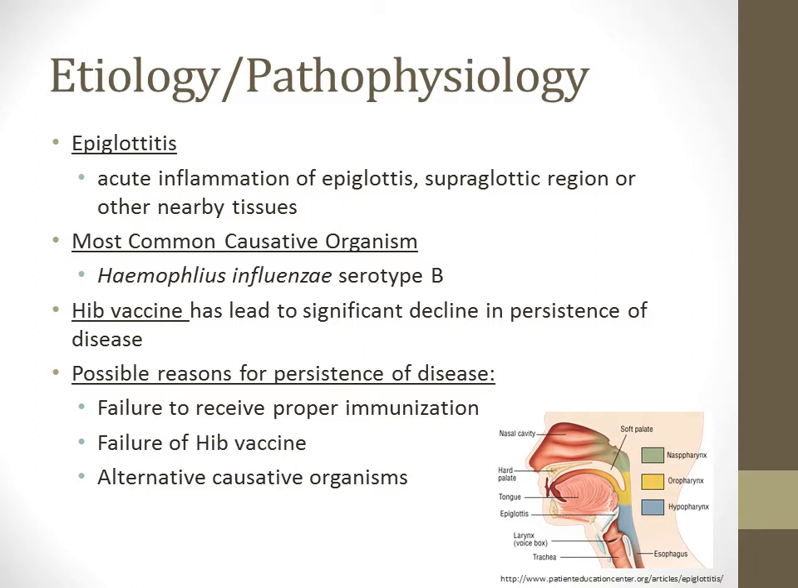Currently, the Hib vaccine is recommended for children under 5 years old in the United States, and the first dose is given at 2 months old, second dose at 4 months, third dose at 6 months, and the final booster dose is given between 12 and 15 months old.